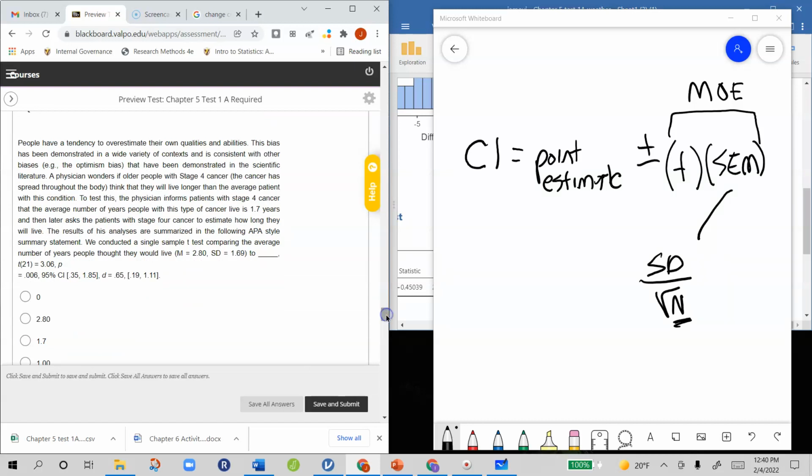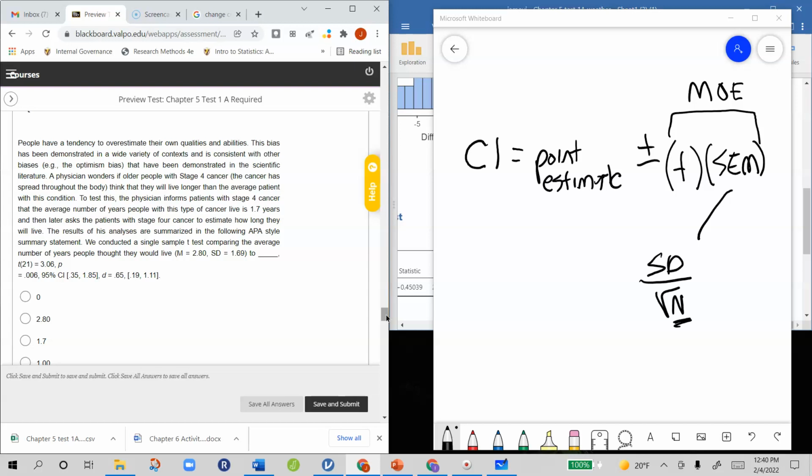All right, next we have the same basic idea: people have a tendency to overestimate their own qualities and abilities. And here a physician wonders if older people with stage 4 cancer, a cancer that has spread throughout the body, think that they will live longer than the average patient with this condition. To test this, the physician informs patients with stage 4 cancer that the average number of years people with this type of cancer live is 1.7 years. And then later asks the patients to estimate how long they think they will live. And so here are the results.